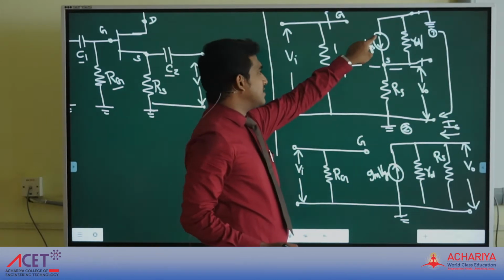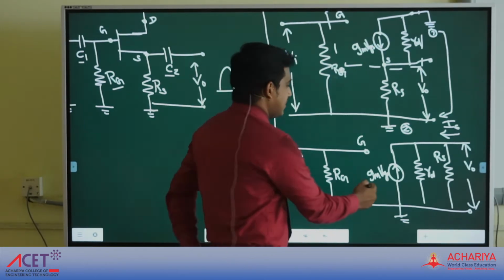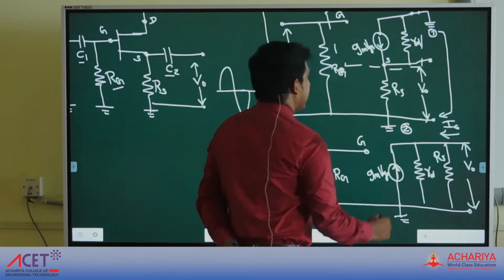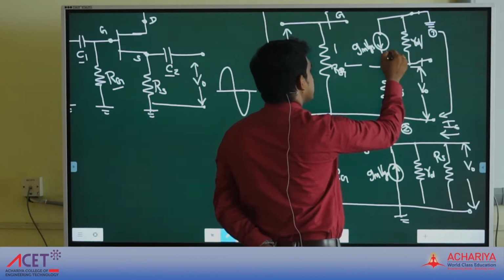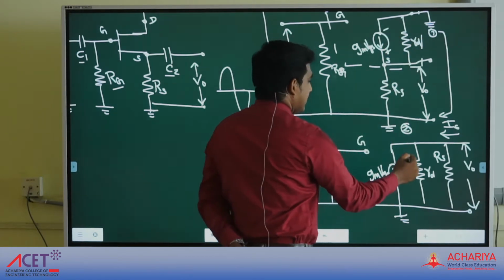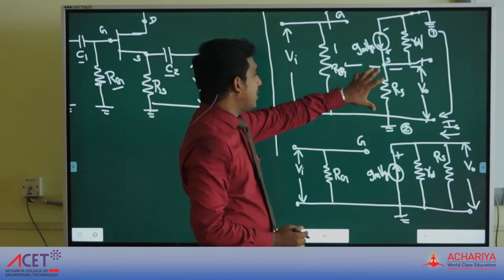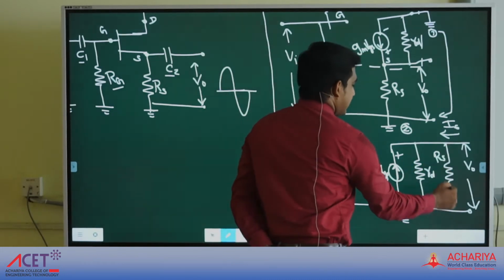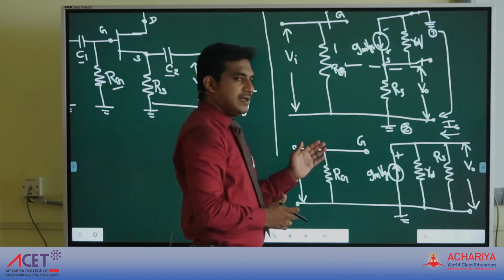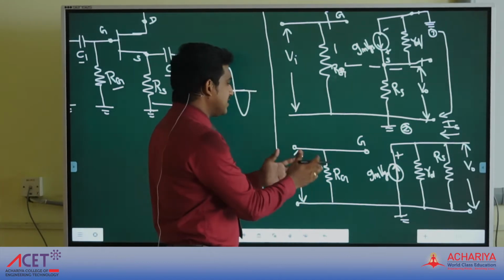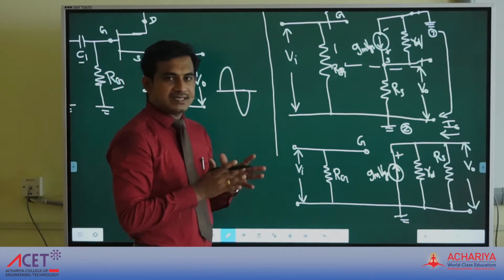See, this gmVGS was flowing in the downward direction. After folding, gmVGS will flow in the upward direction. RD has one end connected to ground and the other end connected to the positive terminal of the current source. The same circuit was simplified and redrawn like this. On the input side, there is no change. Now, using the simplified AC equivalent circuit, we are going to find the input impedance, output impedance and voltage gain.